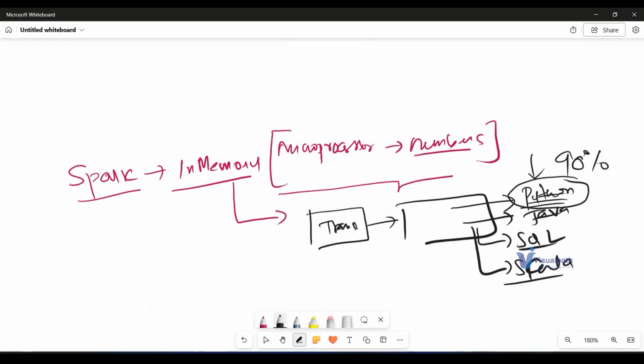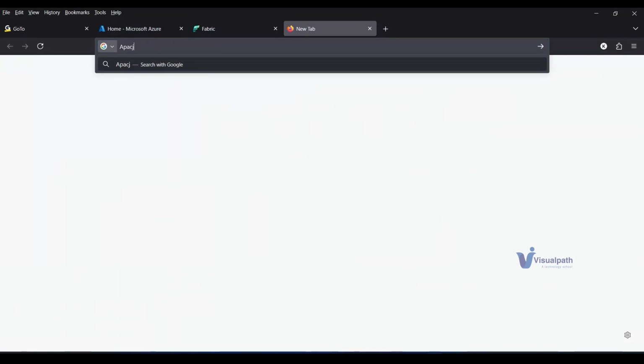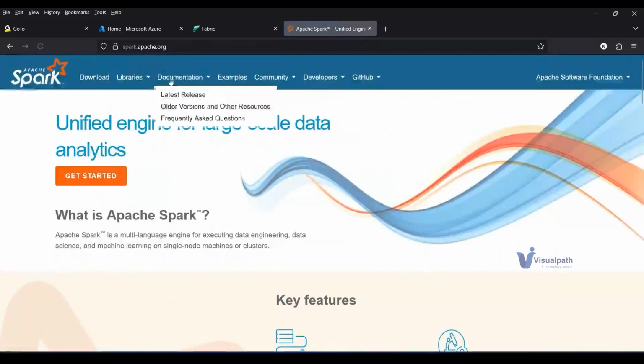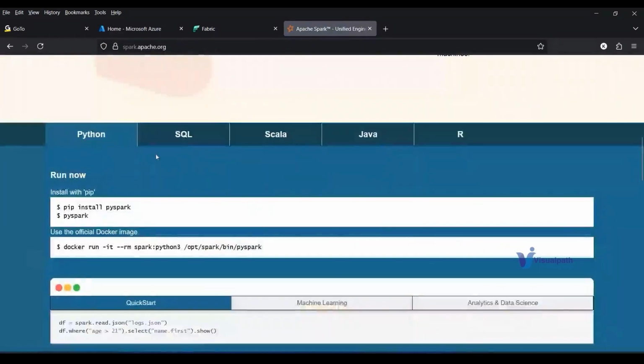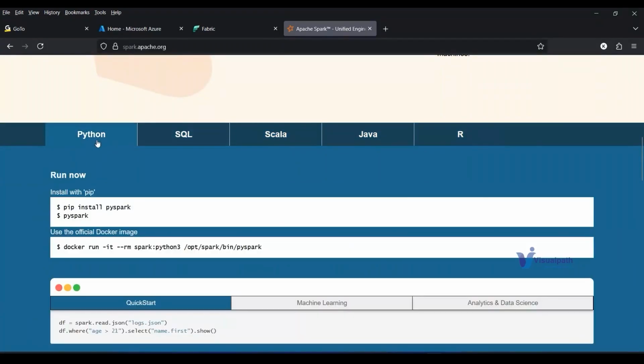Okay, let me give you a justification for what I am talking about. If you just type Apache Spark on the internet along with me, everyone, you will see Apache Spark is being branded by giving you offerings in various languages: Python, SQL, Scala, Java, and R. This is what exactly I was talking about.